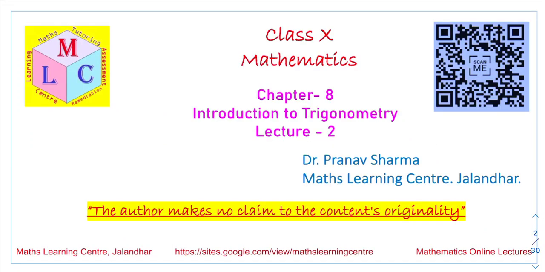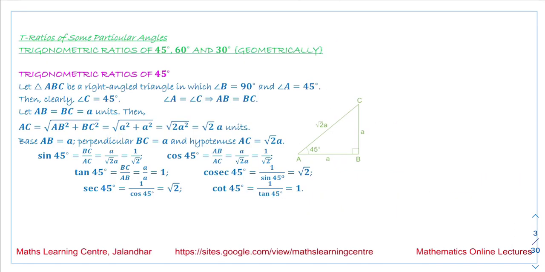We are going to start now the next lecture of chapter 8, class 10th mathematics, introduction to trigonometry. In our previous lecture we have studied about the trigonometric ratios and their definitions. Now we are going to talk about some particular trigonometric ratios for some particular angles, and in particular we are going to talk about the angles 45 degree, 60 degree and 30 degree.